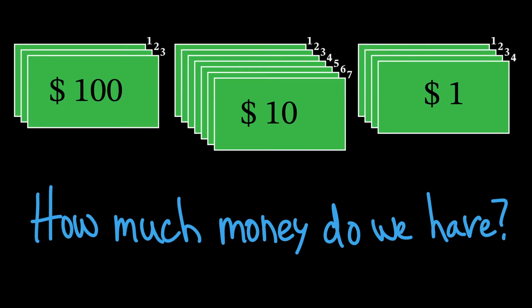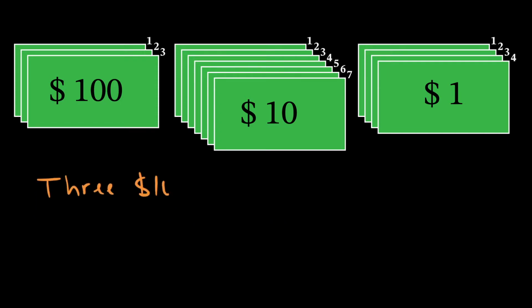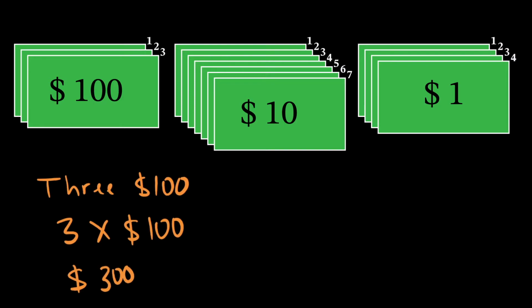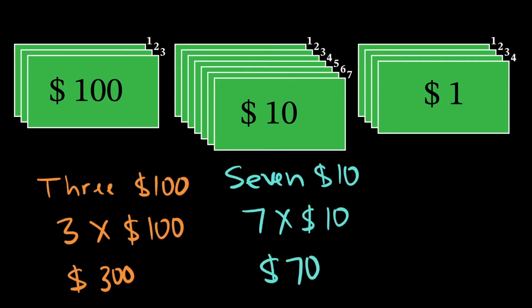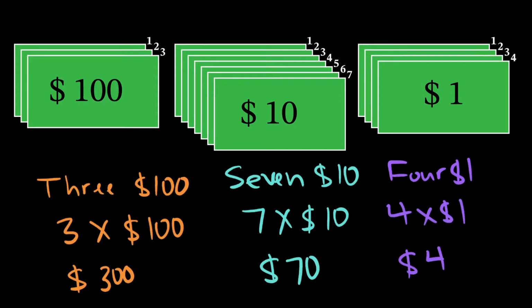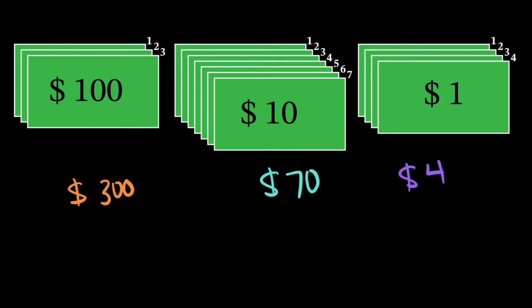First, we need to find the total value of each kind of bill, and then we'll add them together to find the total. So we have 3 $100 bills. Adding that together, we get $300. We have 7 $10 bills. If we add those together, we get $70. And we have 4 $1 bills, which add up to $4. Now, if we were to add the total, we would get 374.